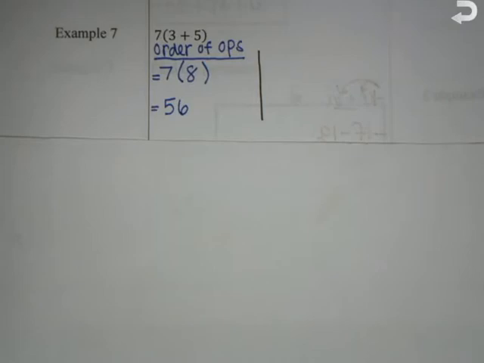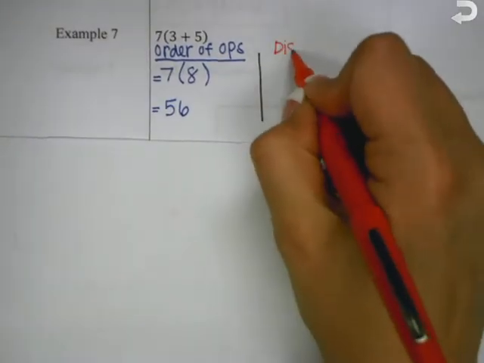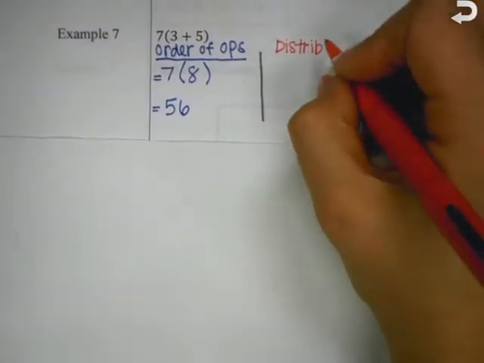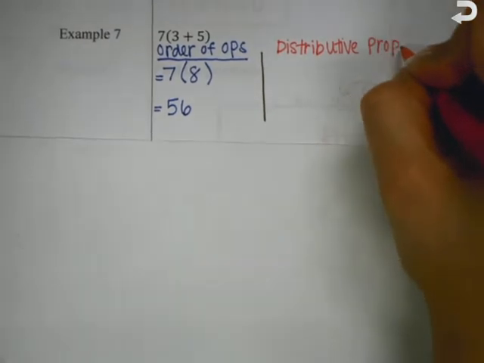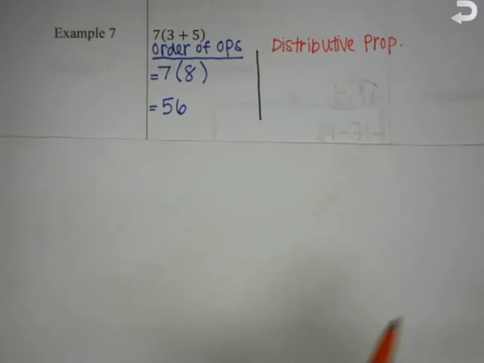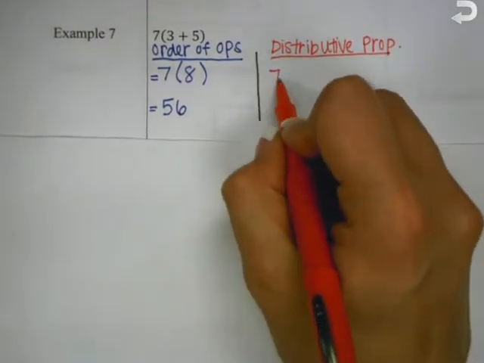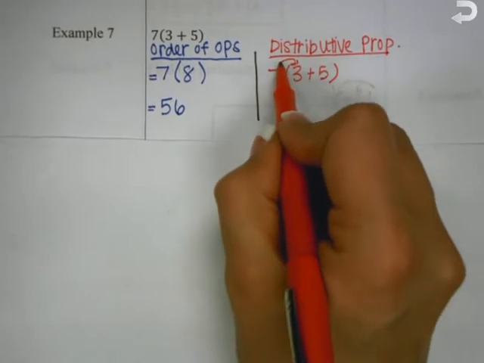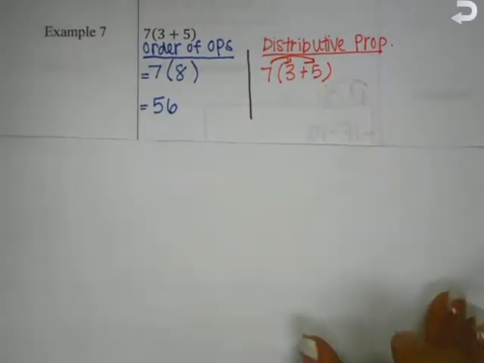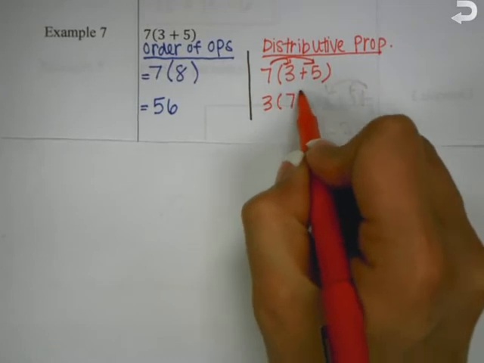Let's try it. I'm going to write distributive prop. If I was to use distributive property, I would have 7 times 3 plus 5, and I would multiply 7 into the parentheses, right? So what would I get? I would get 3 times 7 plus 5 times 7. Is everybody okay with that?